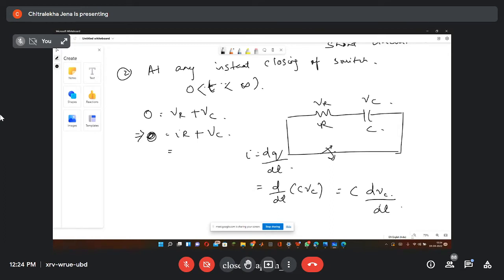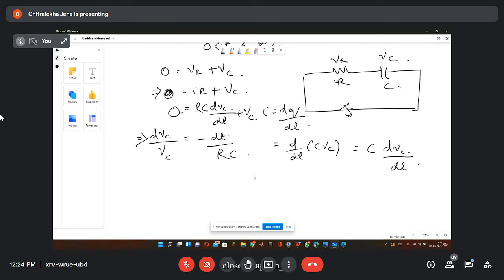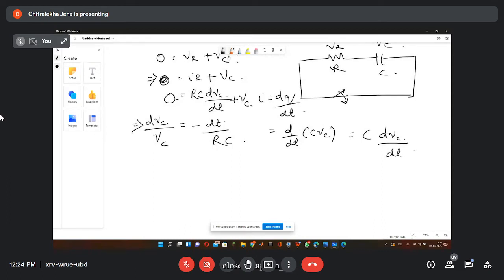Okay. So just substitute this one. This will be RC dVC divided by dt plus VC equal to 0. Got it, all of you? Yes, ma'am. So this implies dVC divided by VC will be equal to minus dt divided by RC. Got it, all of you? Understood? Derivation is important. You will get derivation.